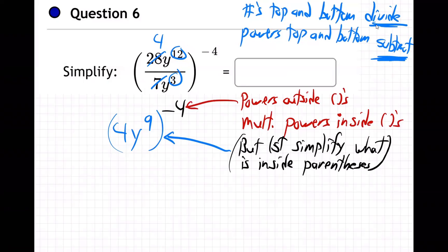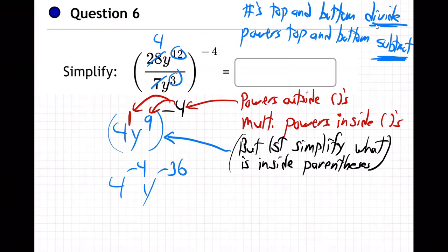Now, careful, remember this has a 1 power, right? So it's going to go boom and boom. Any number or letter not showing its power really has a 1 power. So we get 4 to the minus 4, y to the minus 36. Is that good? That minus 4 multiplies the 1 and the 9. Powers outside parentheses multiply powers inside parentheses.